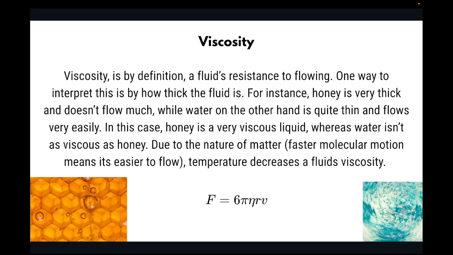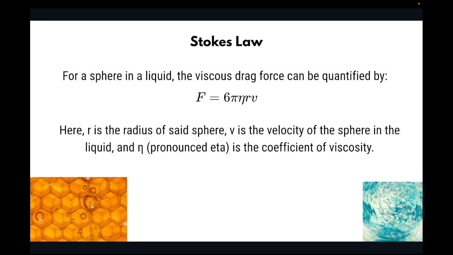Right? And due to the nature of matter, faster molecular motion makes it easier to flow, right? Temperature decreases a fluid's viscosity. And then you already saw it in the last slide, but here we'll talk about it a bit more. This right here is Stokes' law. So for a sphere in a liquid, the viscous drag force can be quantified by F equals 6 pi eta R V, where that weird N symbol is pronounced eta. So here, R is the radius of the sphere in question, V is the velocity of the sphere in the liquid, and eta is the coefficient of viscosity. So yeah, each liquid has its own coefficient of viscosity.